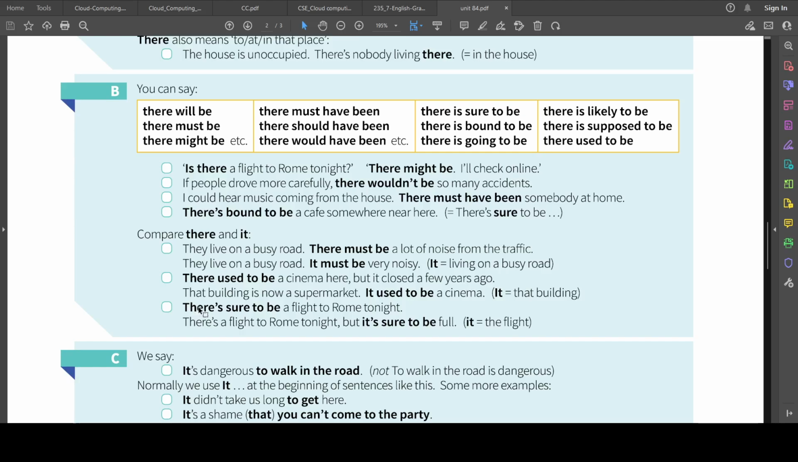There's sure to be a flight to Rome tonight. And the next one: there's a flight to Rome tonight, but it's sure to be full.